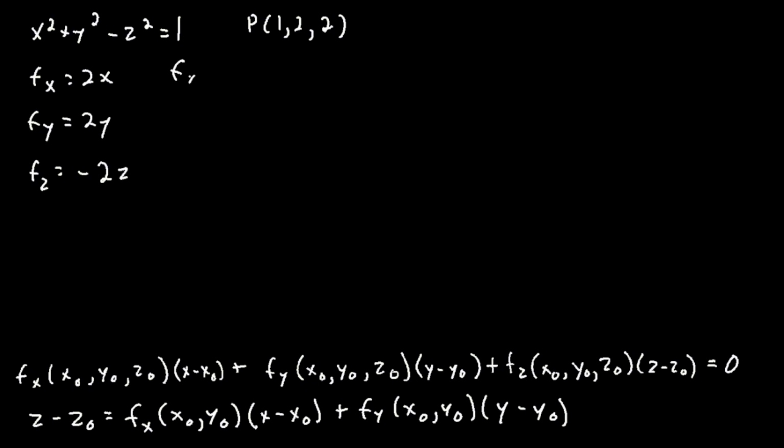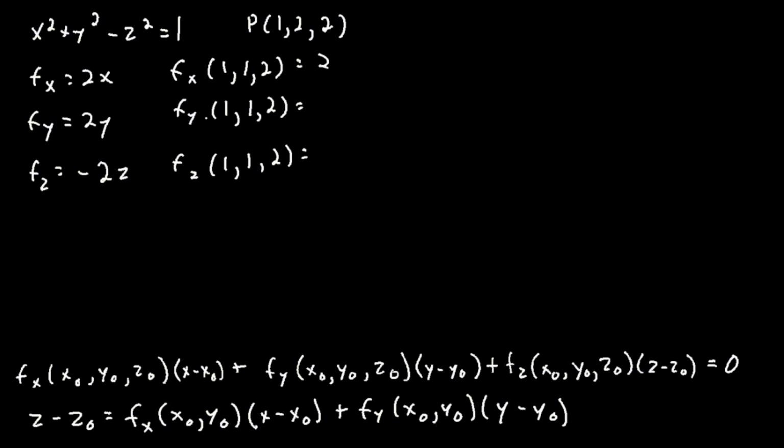If we plug in all our values here to get constants for our partials, we get 1 times 2 is equal to 2. 2, which is our y value, times 2 is equal to 4. And 2, which is our z value, times negative 2 is negative 4. So now that we have all our partials, all we have to do is just plug the values in.